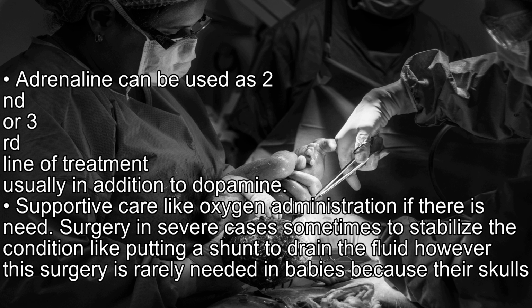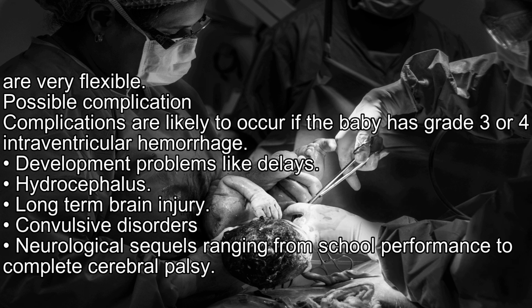Adrenaline can be used as second or third line of treatment, usually in addition to dopamine. Supportive care like oxygen administration if there is need. Surgery in severe cases sometimes to stabilize the condition, like putting in a shunt to drain the fluid. However, this surgery is rarely needed in babies because their skulls are very flexible.